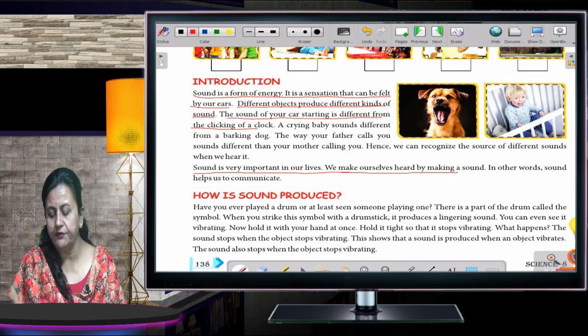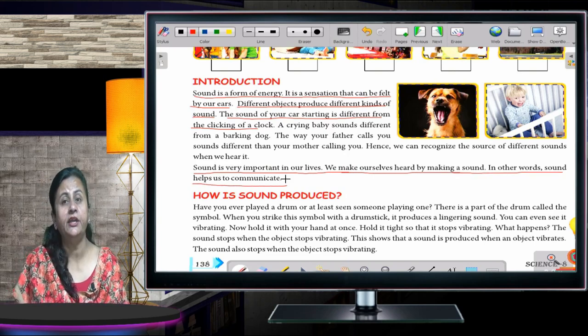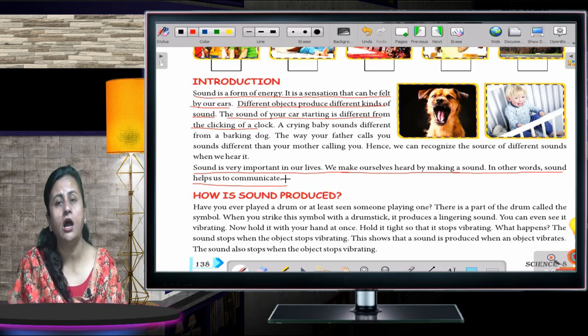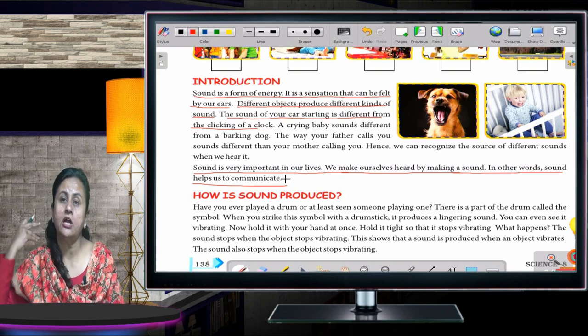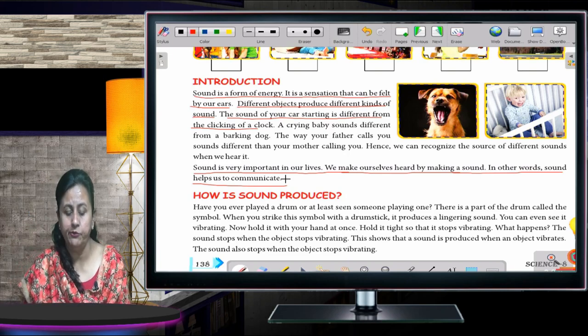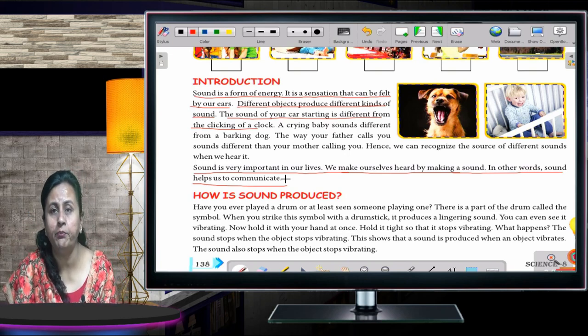We make ourselves heard by making a sound. In other words, sound helps us to communicate. In case we are not able to hear, how can we express our feelings? We won't be able to communicate. So sound is very much important to communicate. Now, how is sound produced?